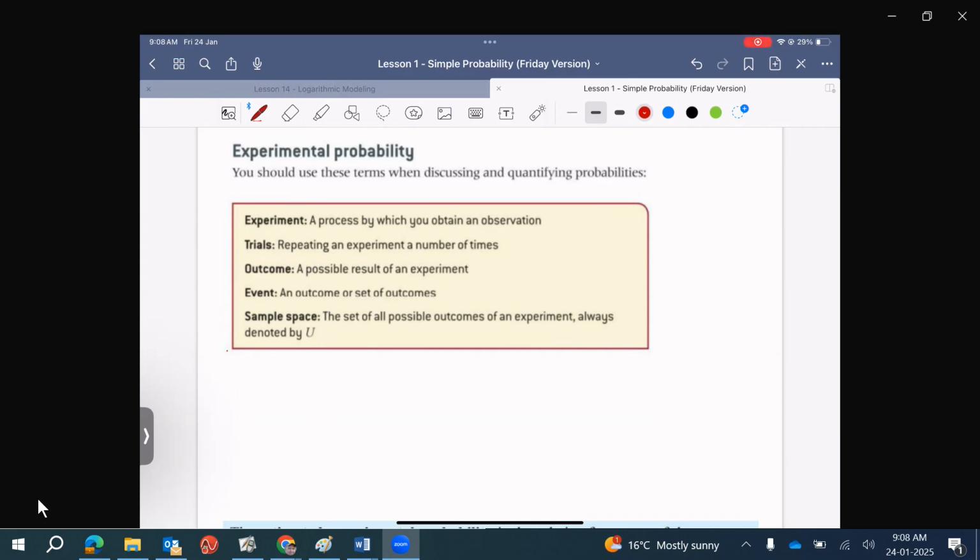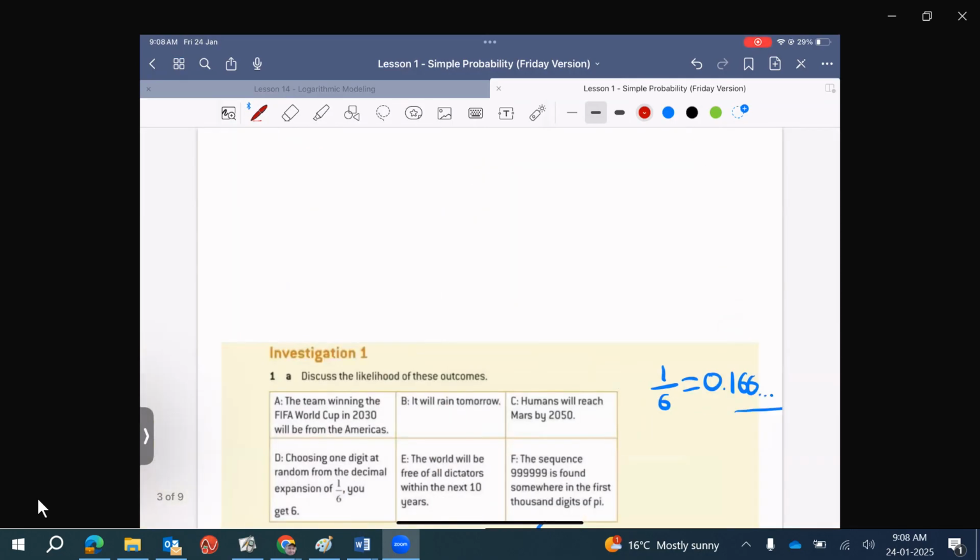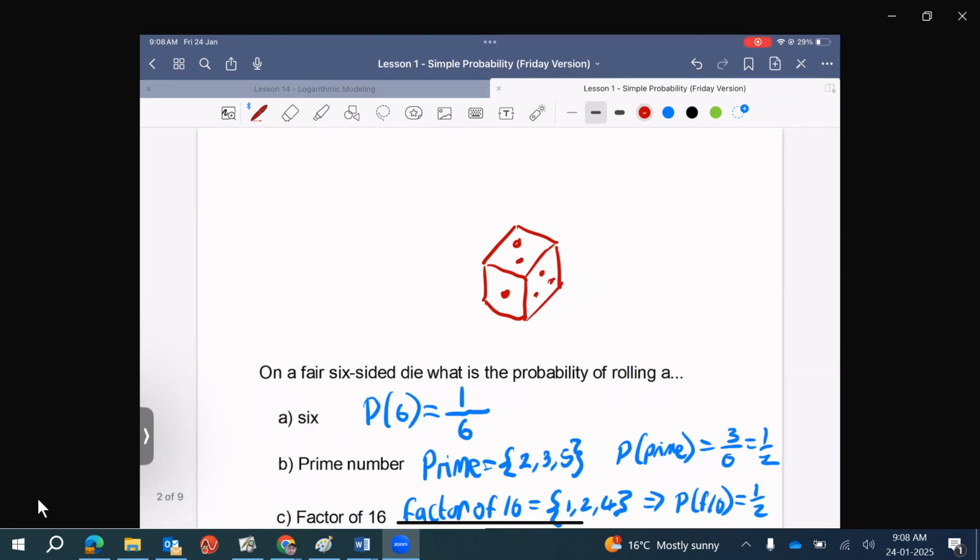To define: often in questions you'll see it says a fair die is rolled. That means it's like this. The opposite of a fair die would be a biased die. If a biased die is rolled, we can't use the shape to determine the probabilities. We would have to use experimental probability.